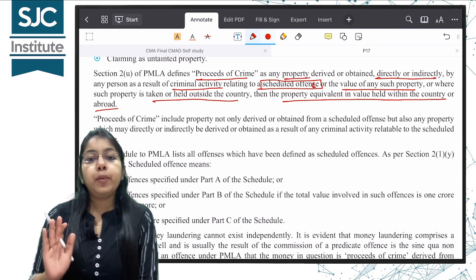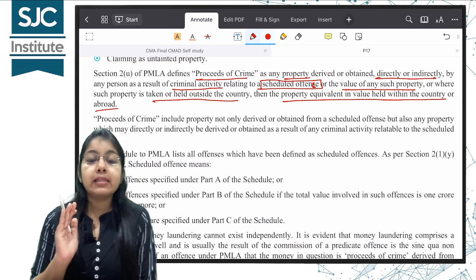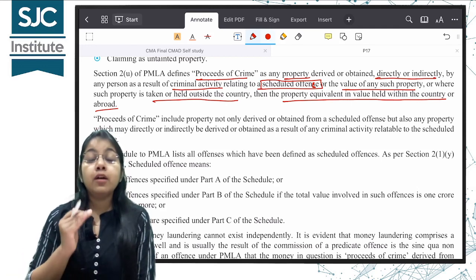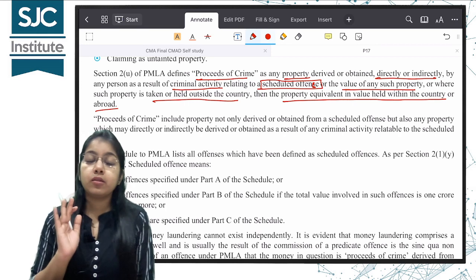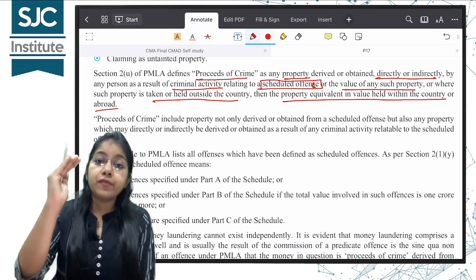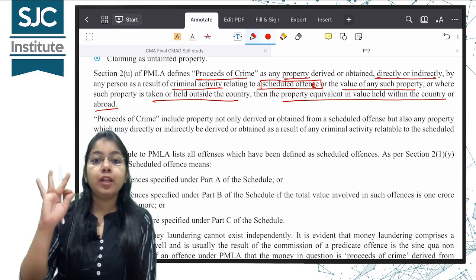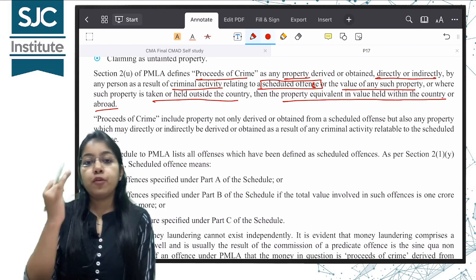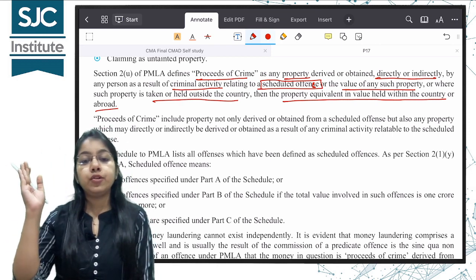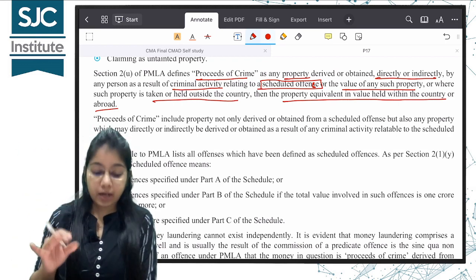So any kind of property which is derived or obtained either directly or indirectly by any person as a result of criminal activity. So how have I obtained that property? As a result of criminal activity which is related to a scheduled offence. So in the PMLA Act, in the schedule part, you will see that certain offences have been listed. So if it is related to any of the scheduled offences, there are three parts, part A, part B, part C. Any of the offences, if it's related to, or the value of such property, and if the property is held outside the country, if that property were in India, what would be its equivalent value. This is the proceeds of crime.